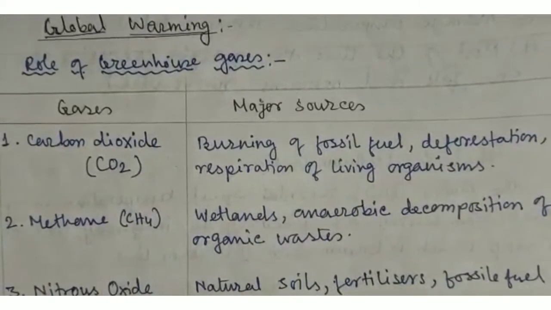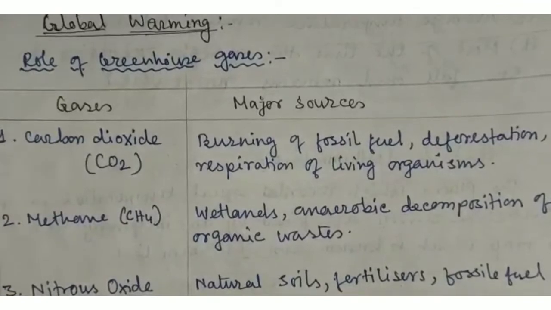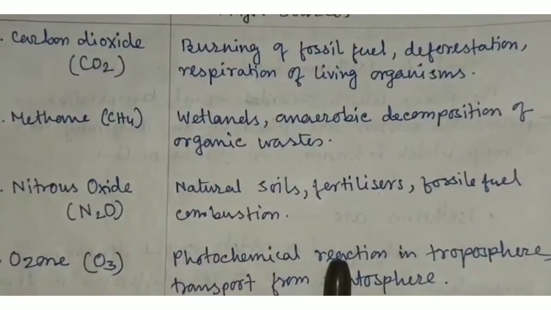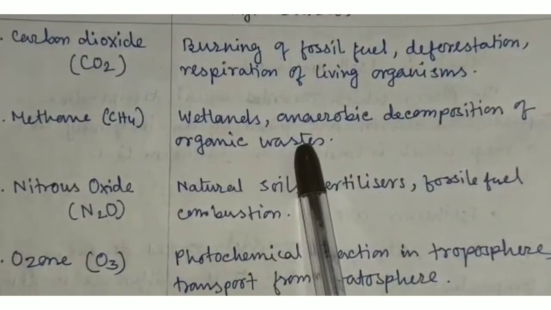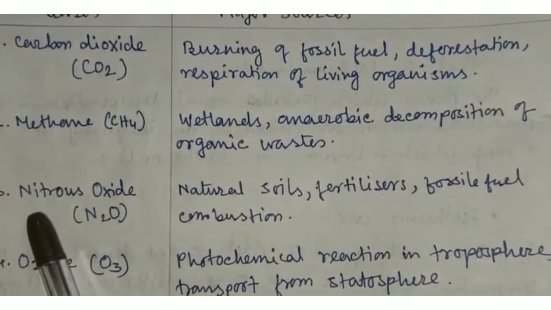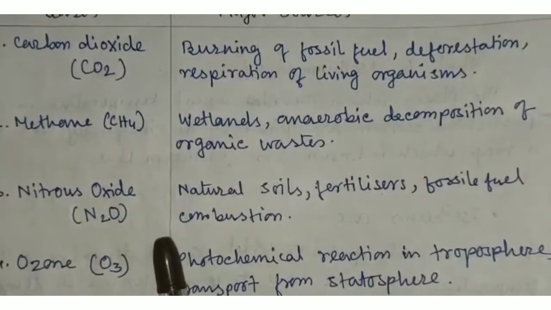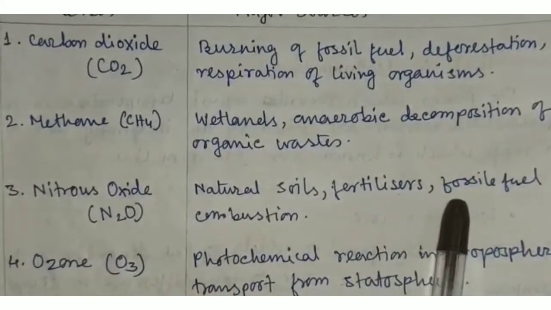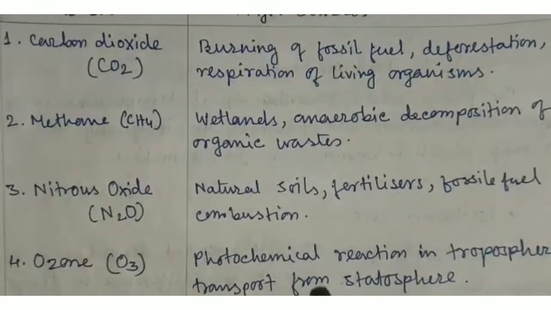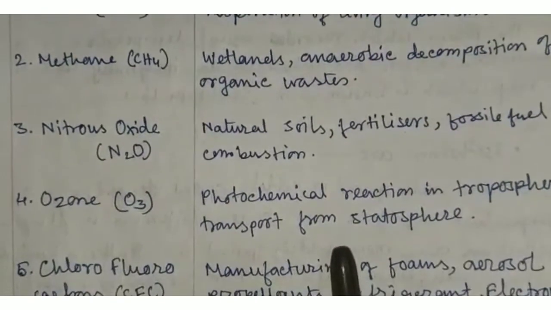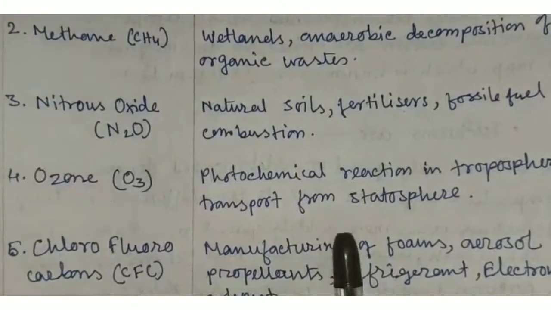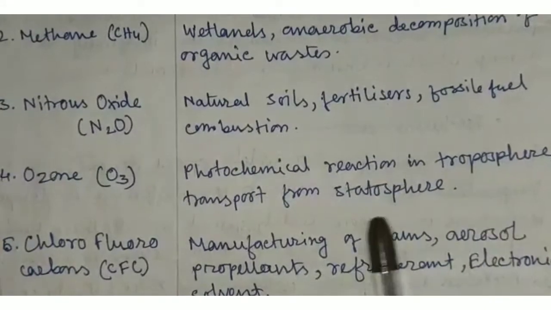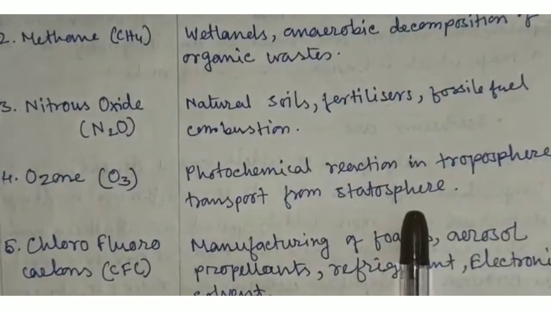Number 2, methane, CH4: wetlands, anaerobic decomposition of organic wastes. Number 3, nitrous oxide, N2O: natural soil, fertilizer, fossil fuel conversion. Number 4, ozone, O3: photochemical reaction in troposphere, transport from stratosphere.